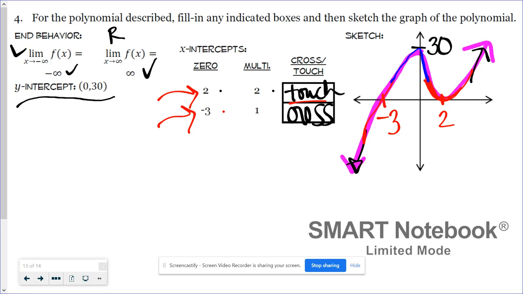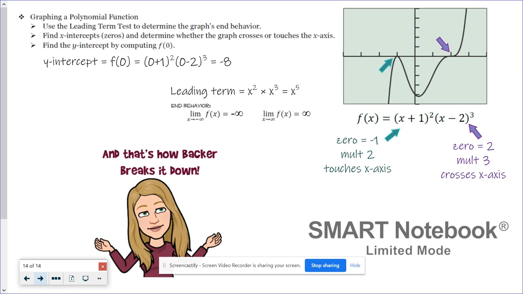And it's showing everything. I've got negative on the left, positive on the right. I've got the y-intercept of 30. At 2, it's touching, and at negative 3, it's crossing. So I've got everything there. And if you're wondering what the actual function formula is, the next lesson totally answers that. But this is how you graph a polynomial function from its factored form.